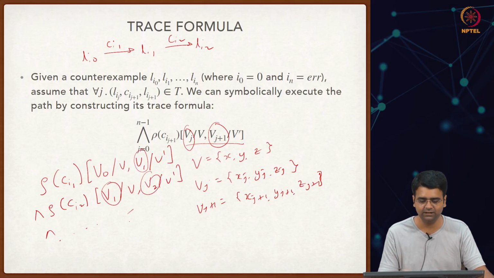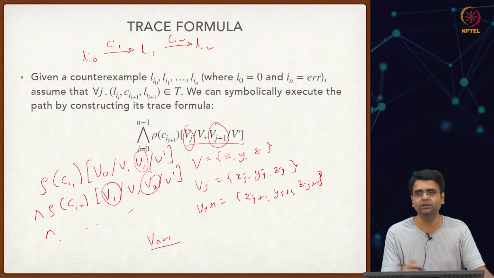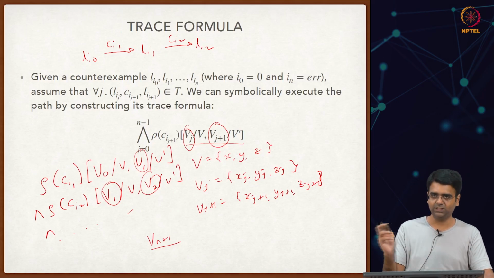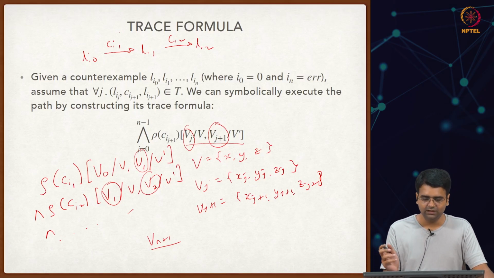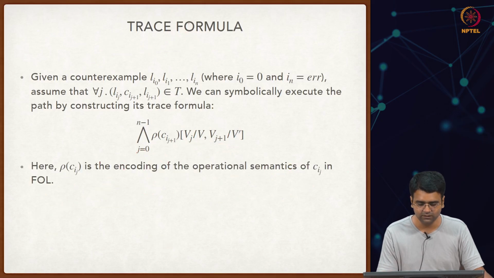We will keep on doing that, and at the end we will have vn plus 1, which will be the end program state, the program state obtained after executing all the commands in the path. So this is the trace formula. Given this path, you can automatically construct this trace formula, because all you need is the FOL encoding of each of the individual primitive program statements. Remember that only primitive program statements are present on the edges of the path, and for all of the primitive program commands in the IMP language we have already defined their FOL encoding. So this trace formula can be automatically constructed. Rho of Cij is the encoding of the operational semantics of Cij in FOL.